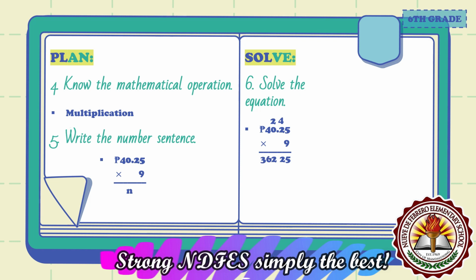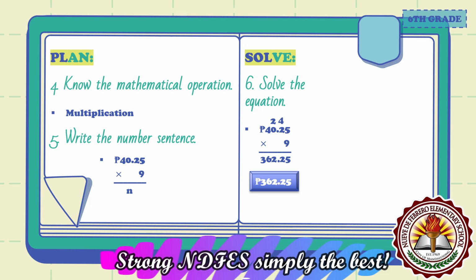Now, how many decimal places do we have? 2. So from here, count 2. Then put the decimal point. So what is your answer now? You have 362 pesos and 25 centavos. This is the amount paid for the 9 notebooks.